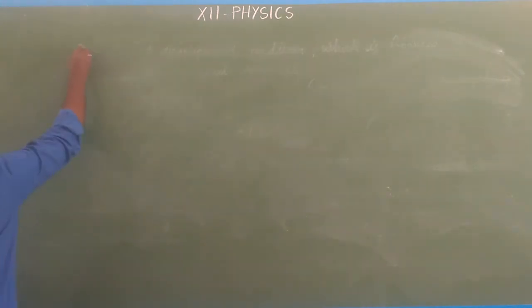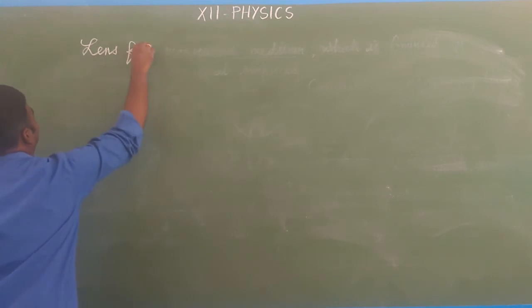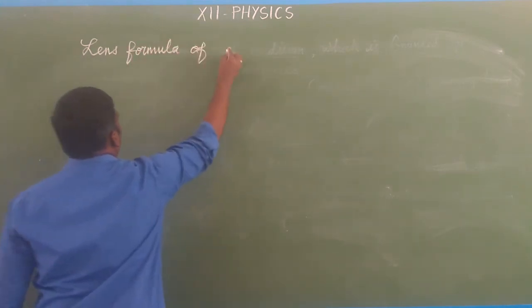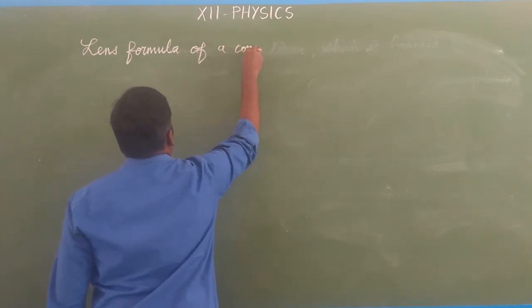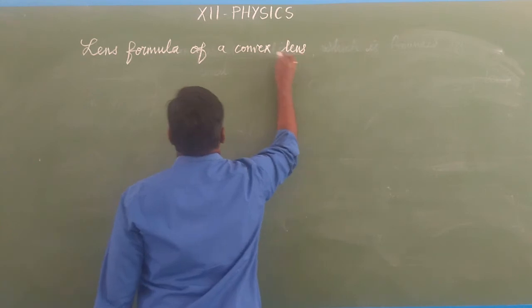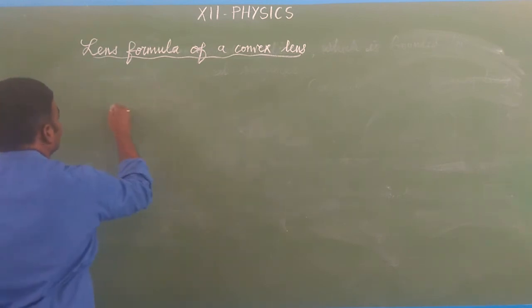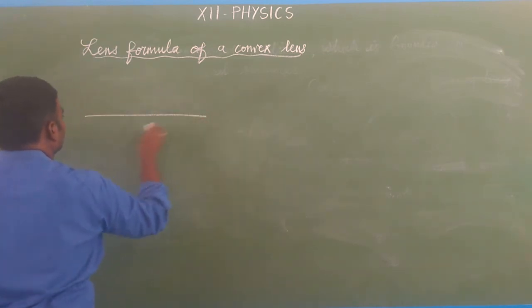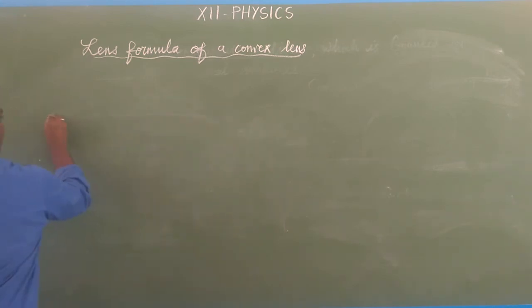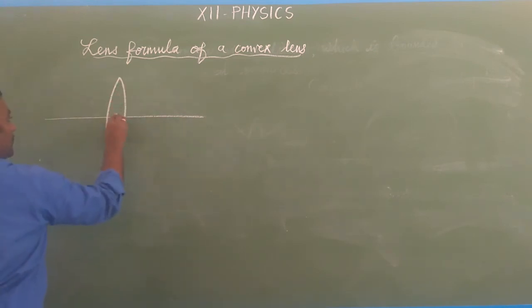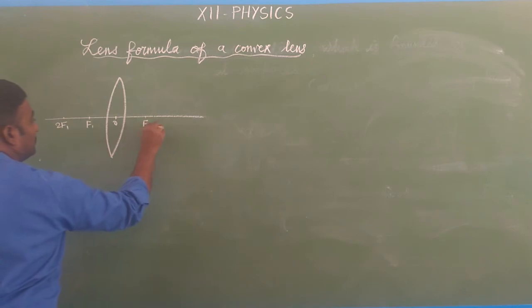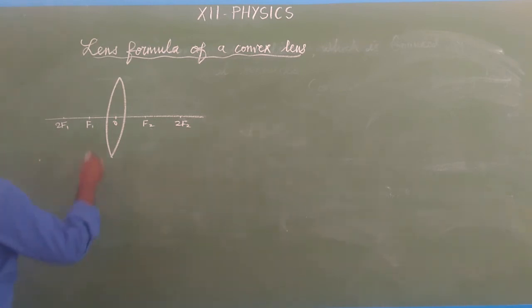Lens formula for convex lens. Actually, it is common for both concave and convex, but first we'll see for a convex lens. Optic center, principal focus F1, and this is 2F1, this is F2, and this is 2F2. Okay. So the object is placed initially at 2F.